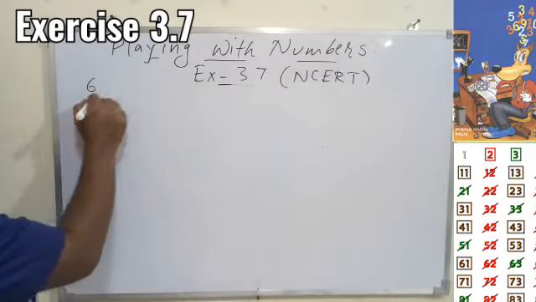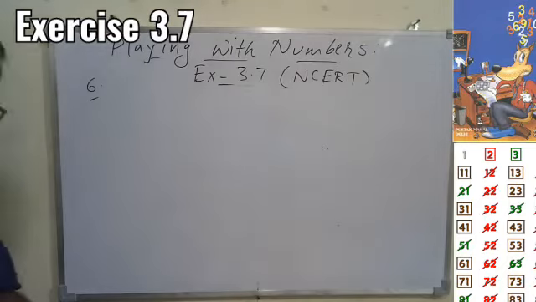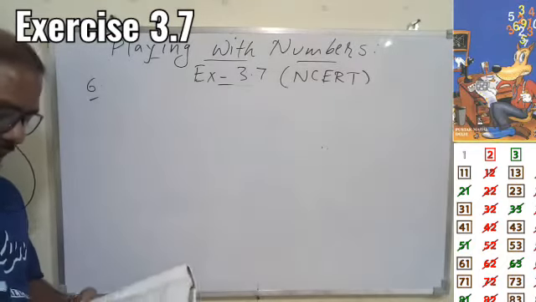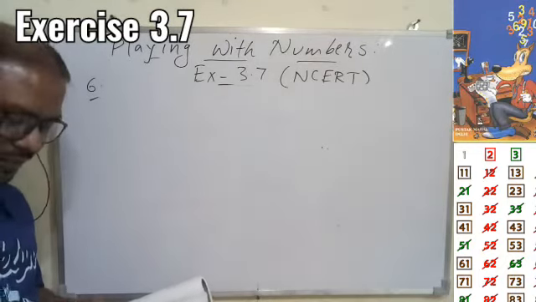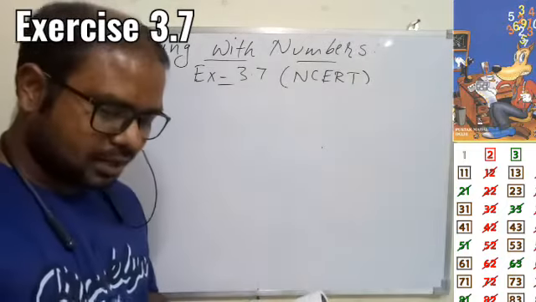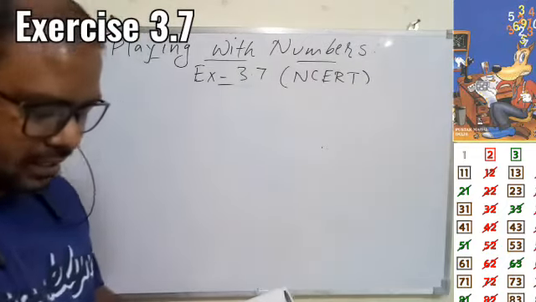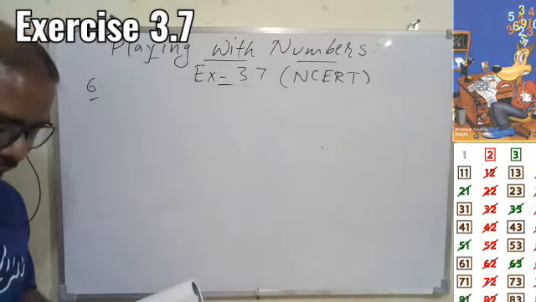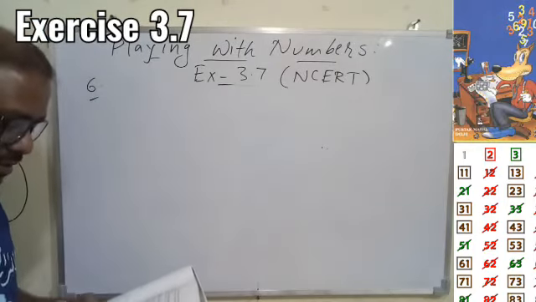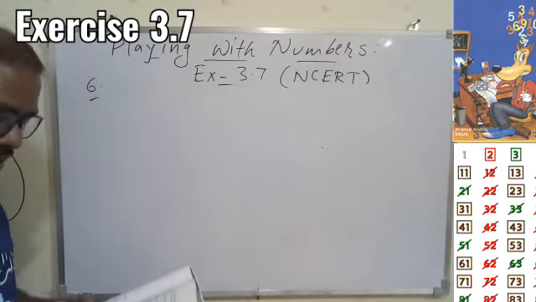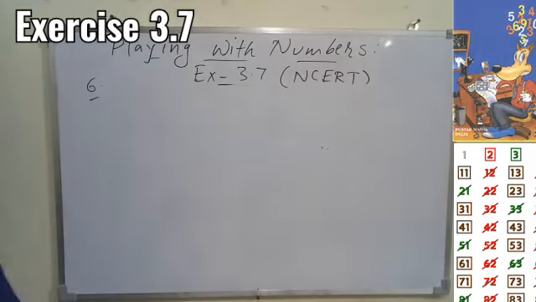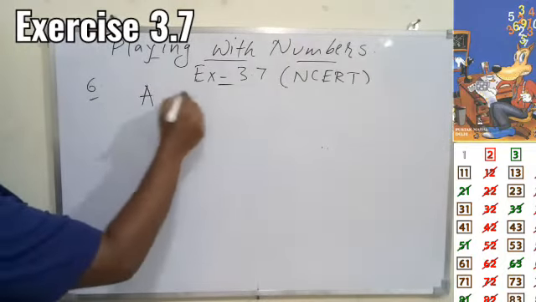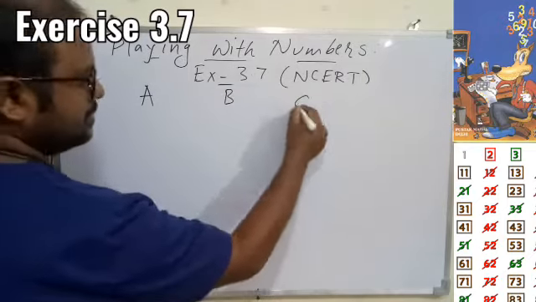Okay, so question 5 is based on LCM. You can do it yourself. It says that the traffic lights at three different road crossings change after every 48 seconds, 72 seconds and 108 seconds respectively. If they change simultaneously at 7 am, at what time will they change simultaneously again?